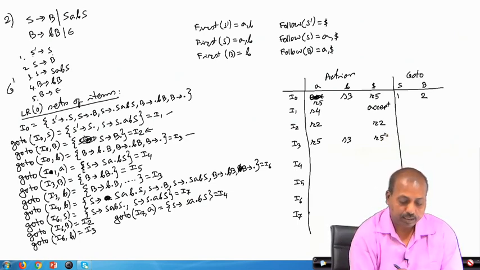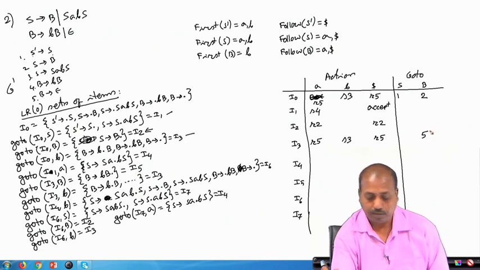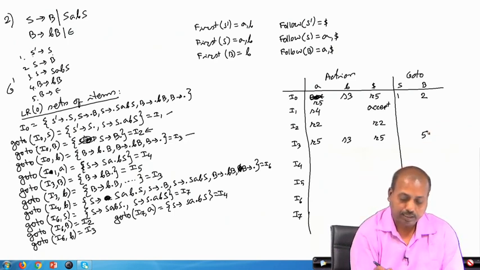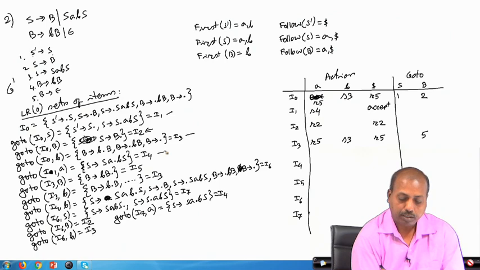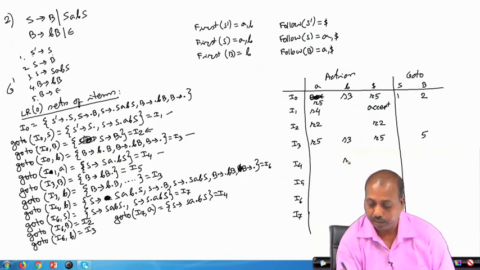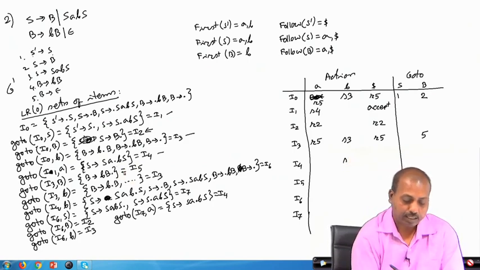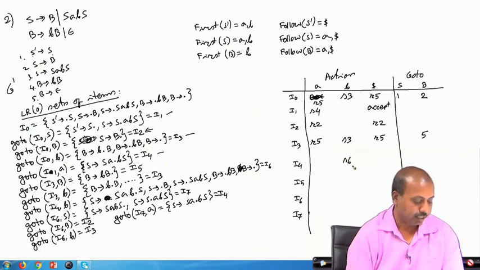Now, I3 on B is I5. So, this is 5, and there is no other non terminal symbol for I3. So, I3 is done. Now, come to I4. In I4 this should be a shift operation, and I4 on B is a shift operation and the new state is I6. So, this is shift 6.